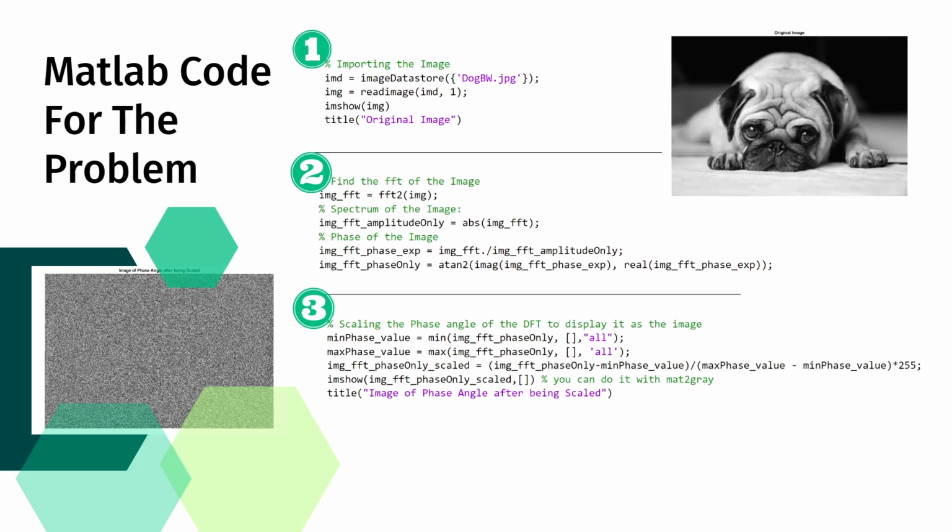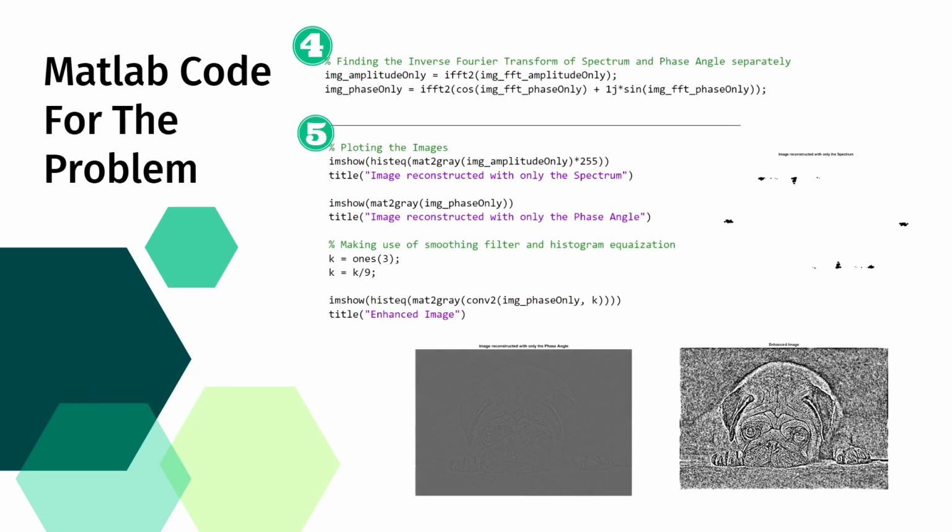In step 4, we have taken two cases, one in which the amplitude is equal to the amplitude of the original image and the phase is equal to 0, whereas in the second case we have taken the amplitude equal to 1 and the phase equal to that of the original image. Then we calculate the inverse Fourier transform for both the cases separately. In step 5, we plot both these images.